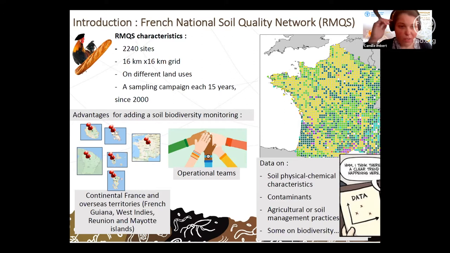So there are advantages to adding a soil biodiversity monitoring to the RMQS because it is spread over the whole of continental France and overseas territories like French Guiana, West Indies, Reunion, and Mayotte Islands. The teams on the field are already operational. And when we have the biodiversity data, we will be able to link them to the RMQS data: soil physical and chemical characteristics, contaminants, agricultural and soil management practices, and also the biodiversity data we already have, and like this see the temporal evolution of biodiversity.